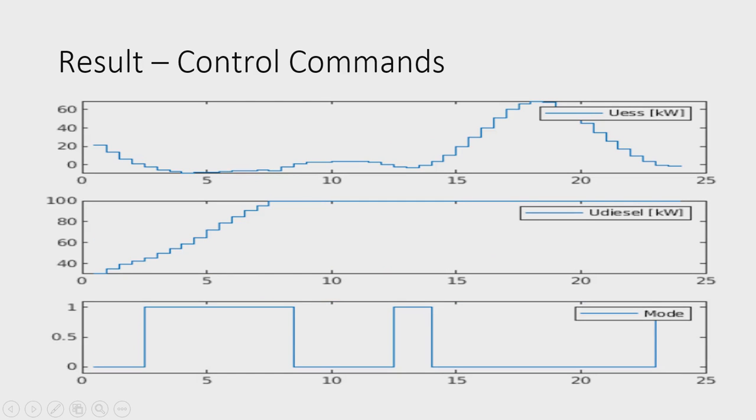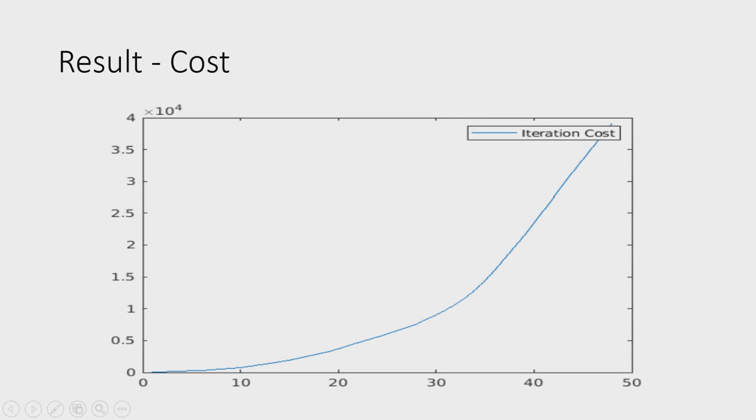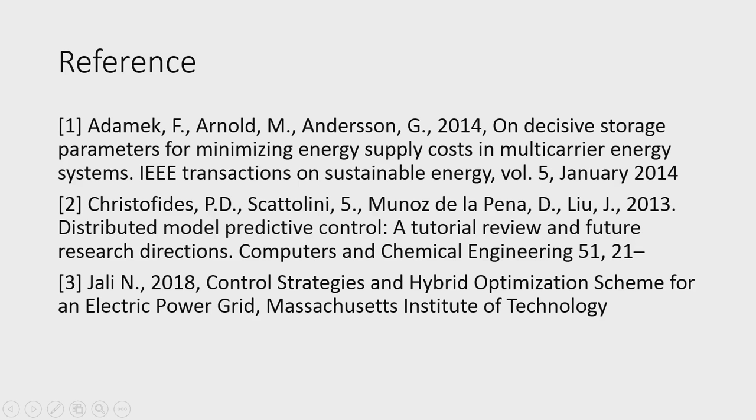And then the mode, which is the V variable, shows when the storage system was charging, discharging, charging, and discharging. And then the cost obviously goes up as the iteration goes up as well. And here are the references of the simulation. Thank you.